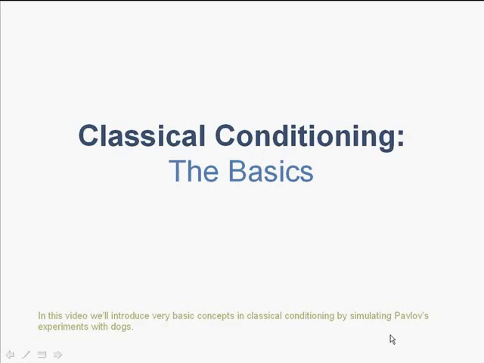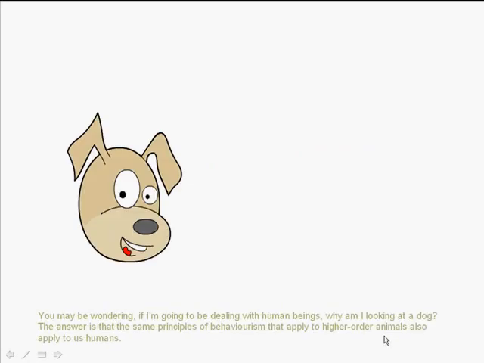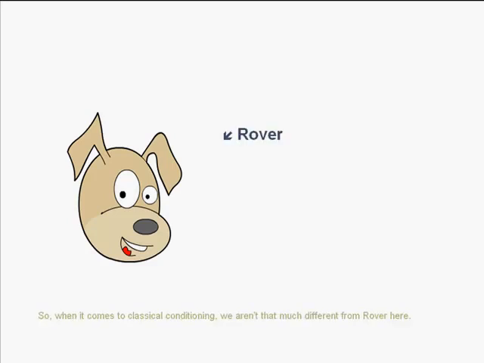In this video, we'll introduce very basic concepts in classical conditioning by simulating Pavlov's experiments with dogs. Now you may be wondering, if I'm going to be dealing with human beings, why am I looking at a dog? The answer is that the same principles of behaviorism that apply to higher order animals also apply to us humans. So when it comes to classical conditioning, we aren't that much different from Rover here.